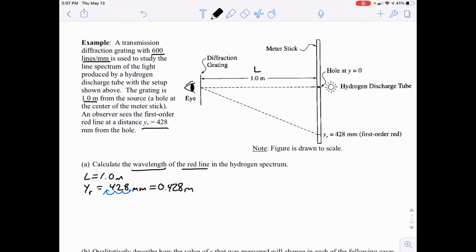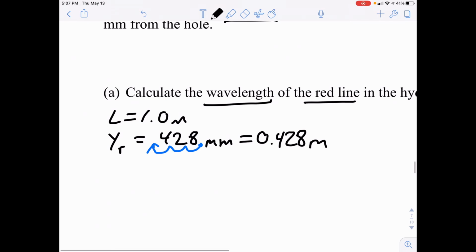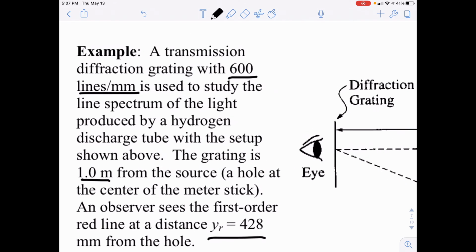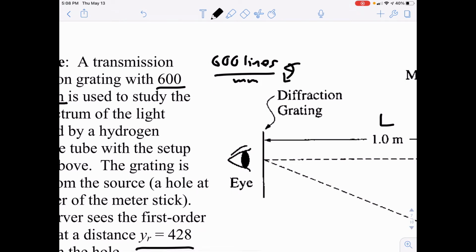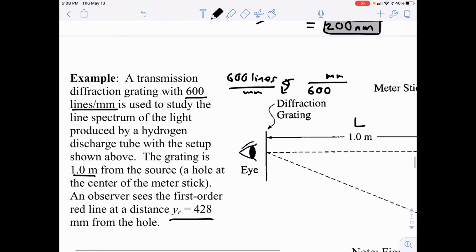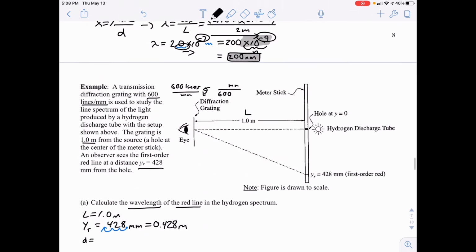We also have this value here, 600 lines per millimeter. That's going to help us find d. The distance between the slits can be found by taking the inverse of that. In other words, if I have 600 lines per millimeter and I take the inverse of this, then I get how many millimeters there are in 600 lines. And if I divide by 600, I get the number of millimeters per line. In other words, I will get the slit spacing. So the easiest way to remember, when we have the diffraction grating slit spacing written as lines per millimeter or lines per meter or centimeter, is to take the inverse of that and you'll be able to find it pretty easily.